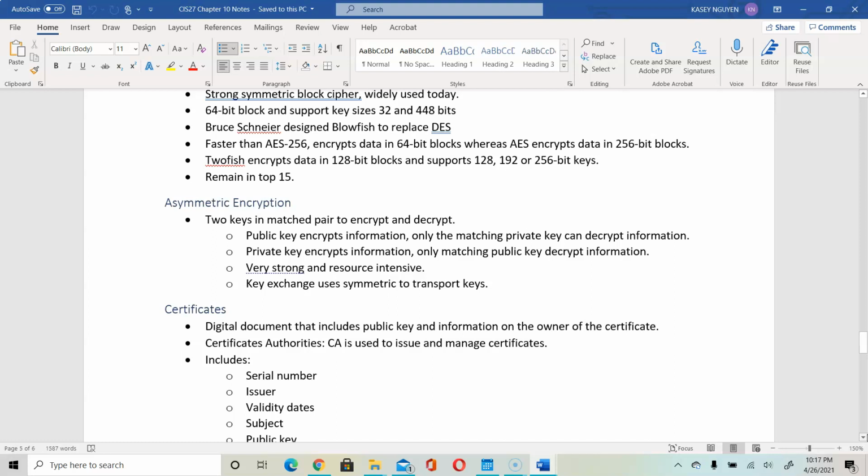It is very strong, but it is very resource intensive. Key exchange uses symmetric encryption to transport the key, so we would then encrypt the session for key exchange using symmetric encryption.